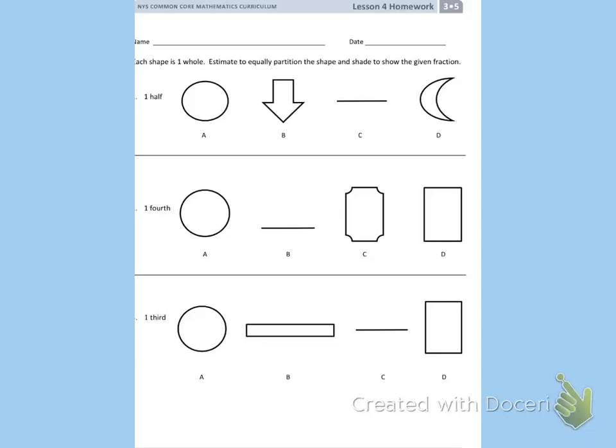Module 5, Lesson 4's objective is to represent and identify fractional parts of different wholes. The directions say each shape is one whole. Estimate to equally partition the shape and shade to show the given fraction. I'll underline the important details.